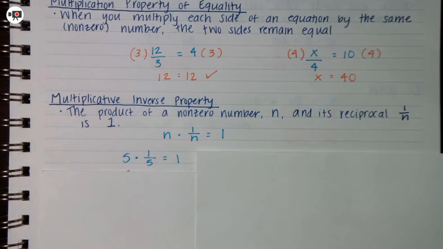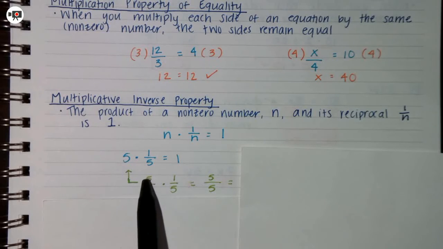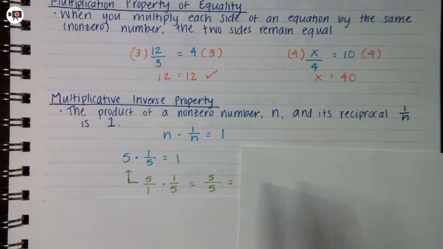I can show that with numbers, and 5 times 1/5 is 1. That's because I would turn this 5 into 5 over 1, and multiply by 1/5. And when you multiply fractions, you multiply straight across the top, straight across the bottom, and that will equal 1.